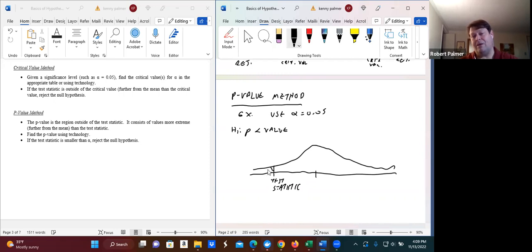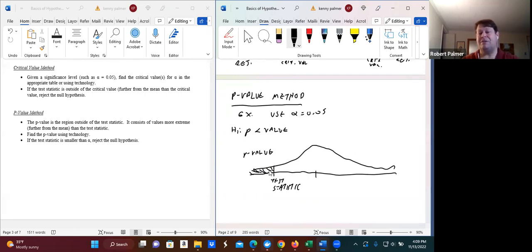Okay, and this area away from the mean, when it says more extreme than the mean or further from the mean, the test statistic, this little section right here is basically the p-value. Once again, you find that with technology. This little area here is the p-value, and if that area is less than alpha, then you reject the null hypothesis.